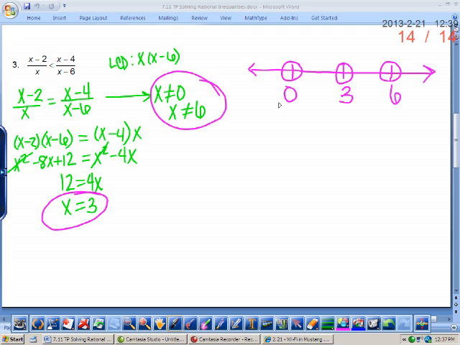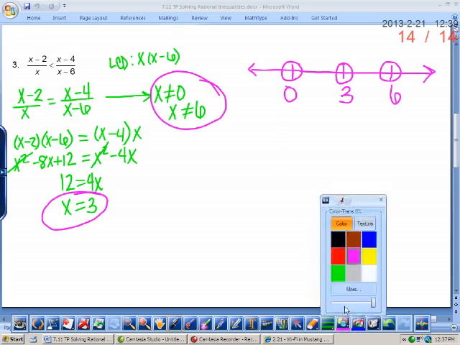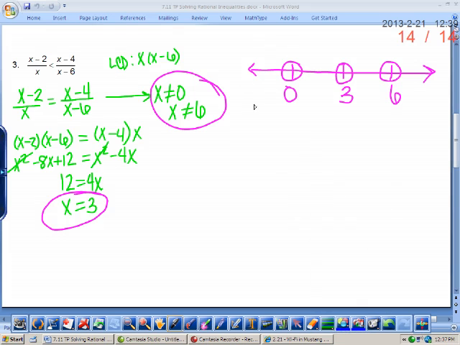All right, do numbers less than 0 work? No. Between 0 and 3? Yes. Between 3 and 6? No. And between 6 and infinity? Yes. Will they always alternate? No. I'm going to keep saying that so that you make sure you follow it. I don't want you falling into that trap.